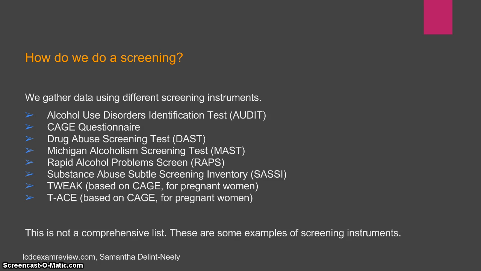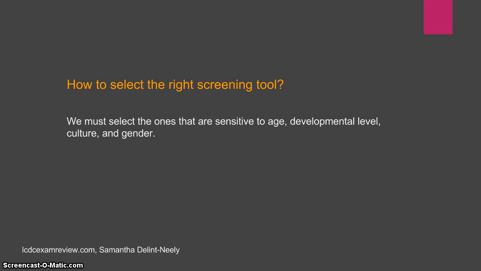How do we do a screening? We gather data using different screening instruments. This list here is not a comprehensive list. There are many screening instruments, and I will go into more detail about these in another presentation, but this is just an example. You have the Alcohol Use Disorders Identification Test. You have the CAGE questionnaire, the Drug Abuse Screening Test, the Michigan Alcoholism Screening Test, and so on. How do we select the right screening tool? We must select the tool that is sensitive to the age, developmental level, culture, and gender of our client.